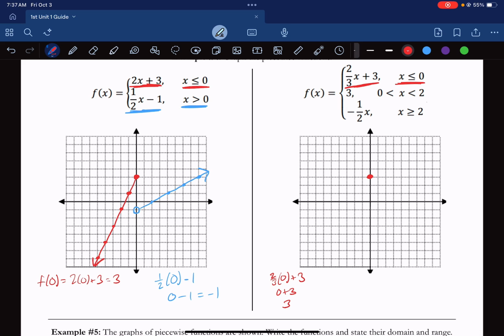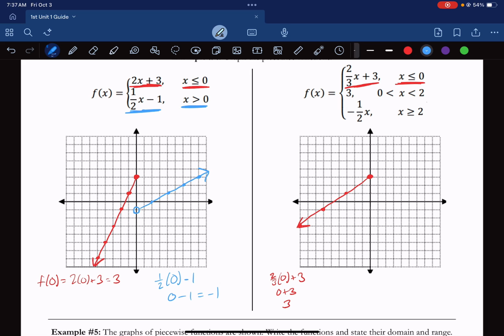So I'm going to work with that slope of positive 2/3, but I have to go to the left, so I'm going to be going down. So down 2, left 3, down 2, left 3, down 2, left 3. So there's my first piece.